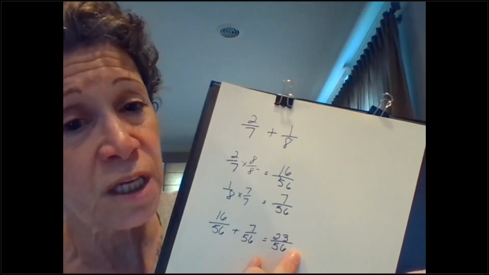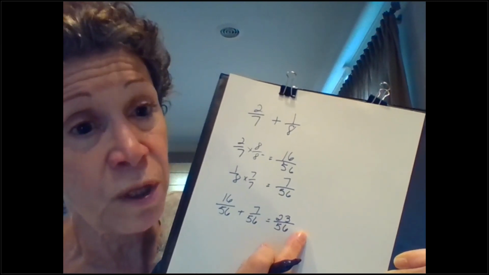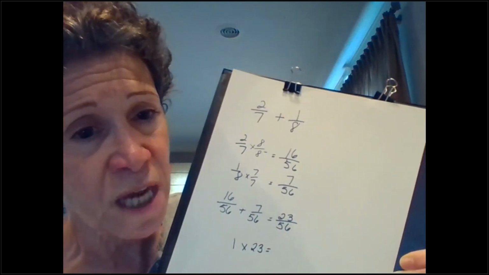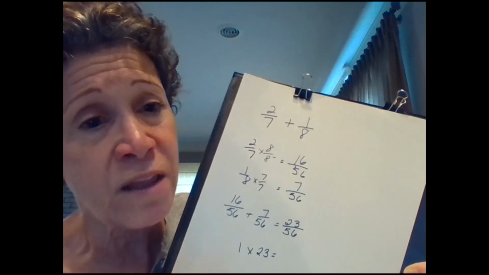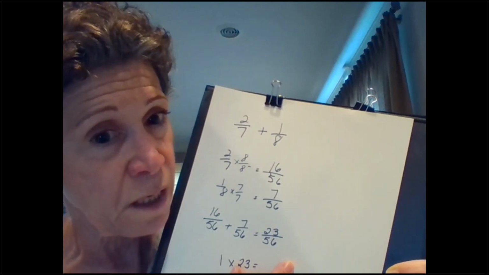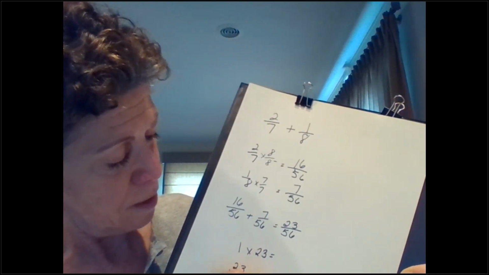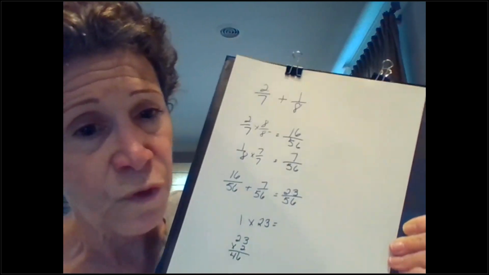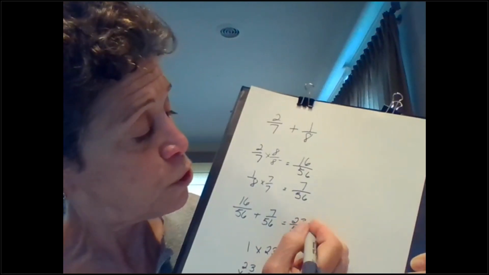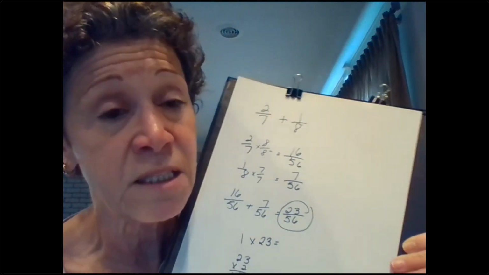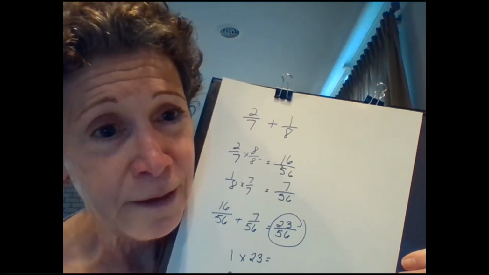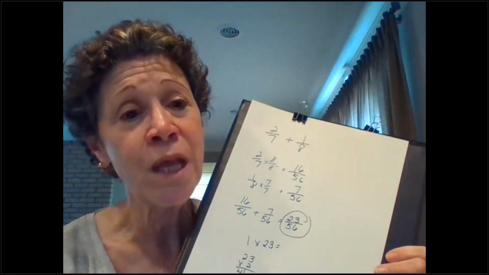So 23 is what we call a prime number, which means its factors are only one and itself. The only thing you can multiply to get 23 is 1 times 23. So the only way we could reduce this is if 23 was a factor of 56. But 23 times 2 is 46, and if we multiply by 3, it's going to be bigger than 56. So you are right. That is the simplest, the lowest.